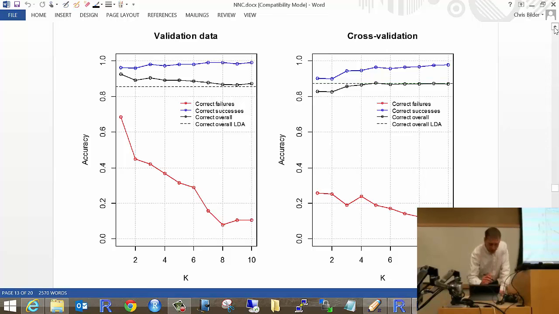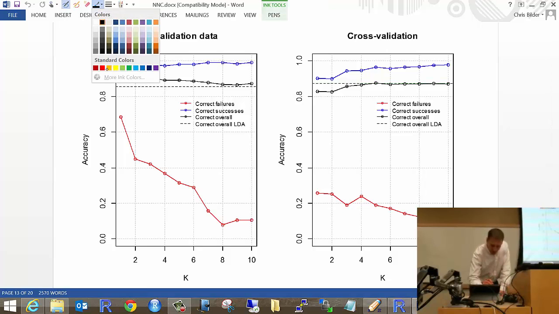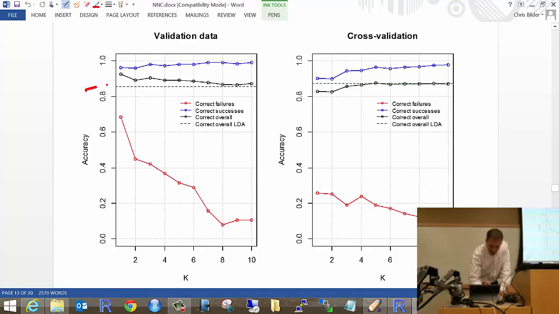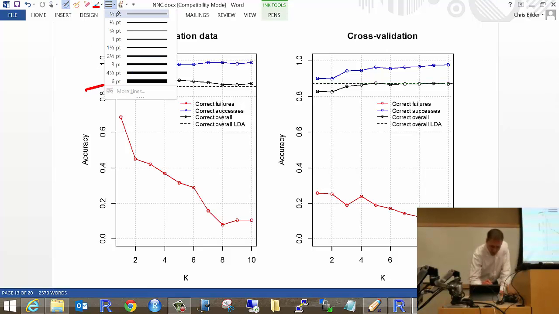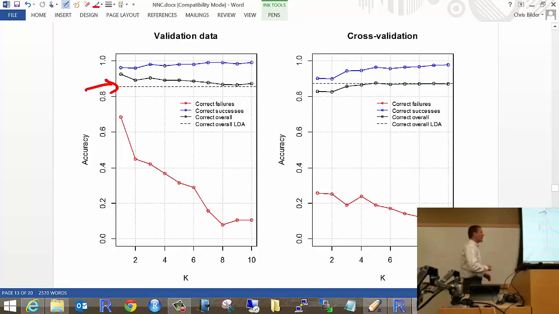Also on this plot, I plotted what was the best discriminant analysis method. What did we get for that for the overall correct classification rate? That's plotted as the dashed line that goes across the plot. And so we can see that nearest neighbor methods tend to do a little bit better than the best discriminant analysis method, at least with the validation data set.